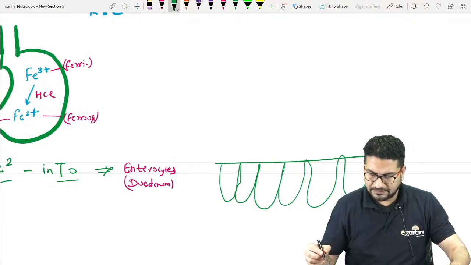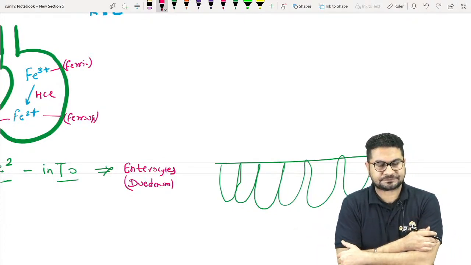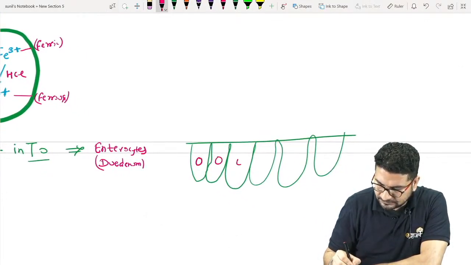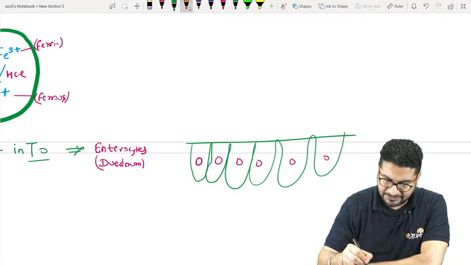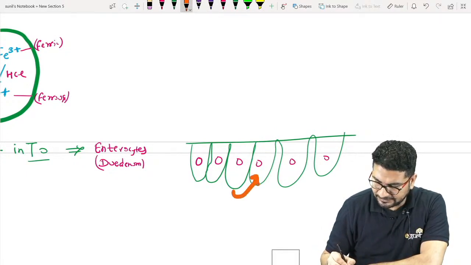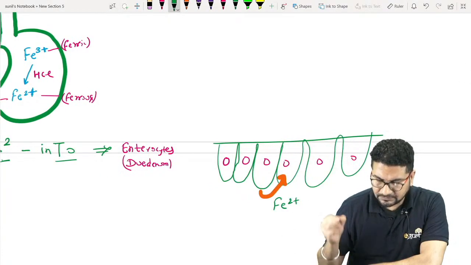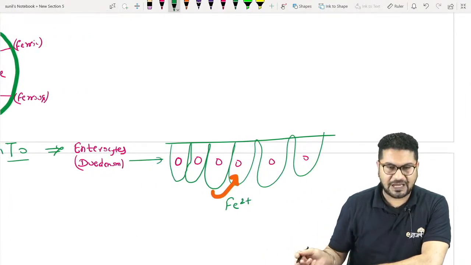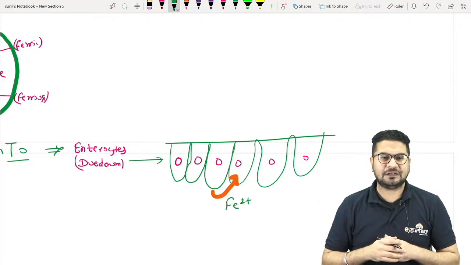So we have enterocytes. Now see, it is enterocyte. What do you notice? In this enterocyte, which form is entering? I told you, Fe2+. So Fe2+ is entering your enterocyte. From the enterocyte, it is going to your blood.